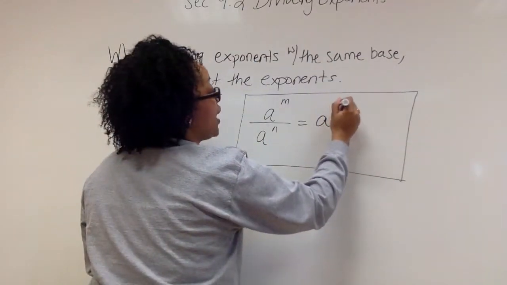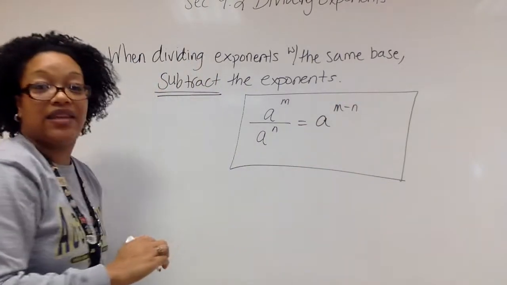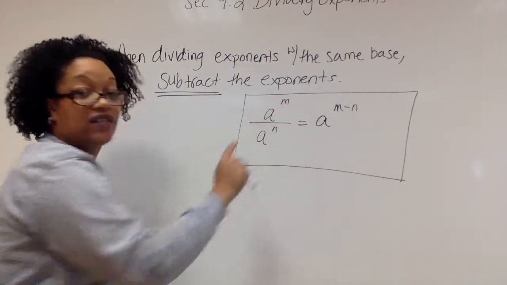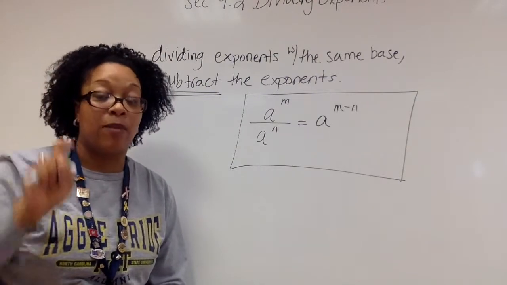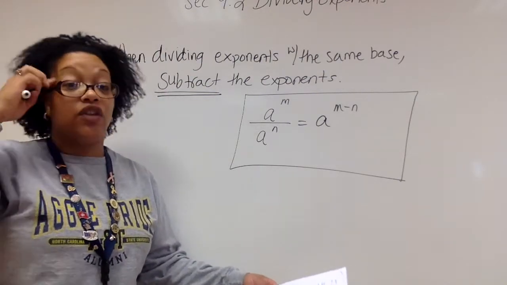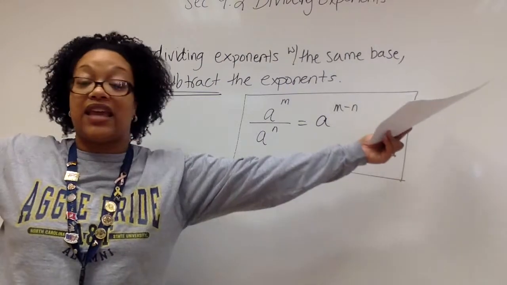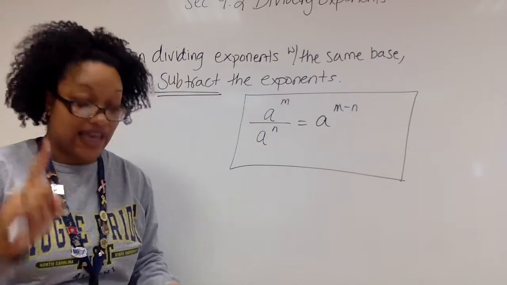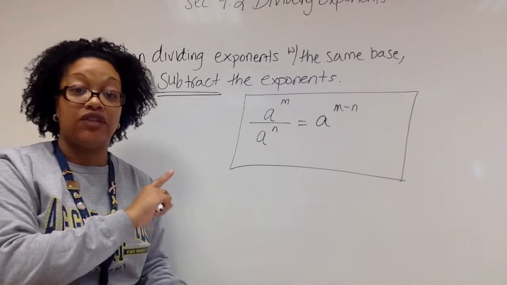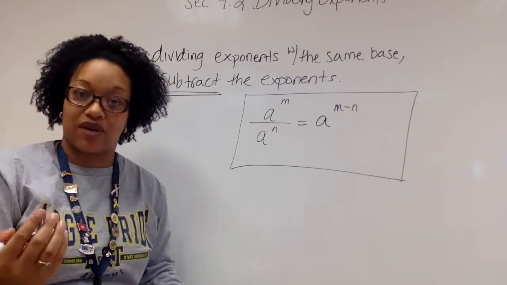That would be A raised to the M minus N. You subtract the top minus bottom. That's what you remember. Subtract the top minus the bottom, and there's your shortcut. You don't need a calculator. You don't need to expand anything out. You just need to remember this is the shortcut when you're dividing like bases. So that's what you put in your box, and that's what you have to memorize.